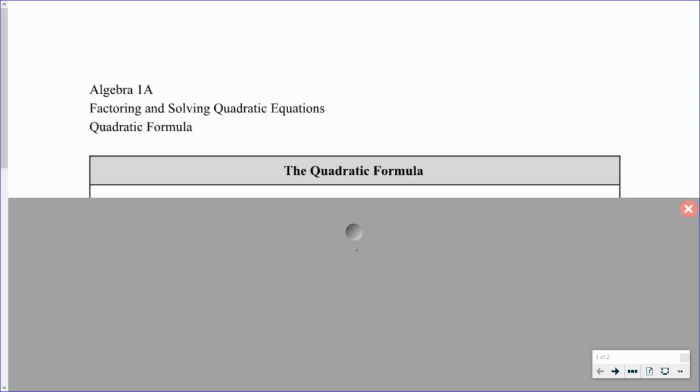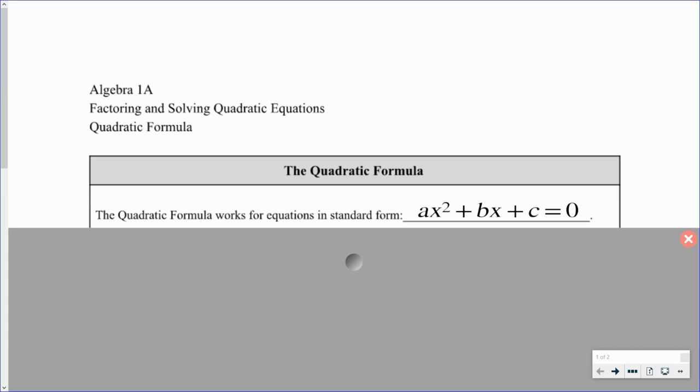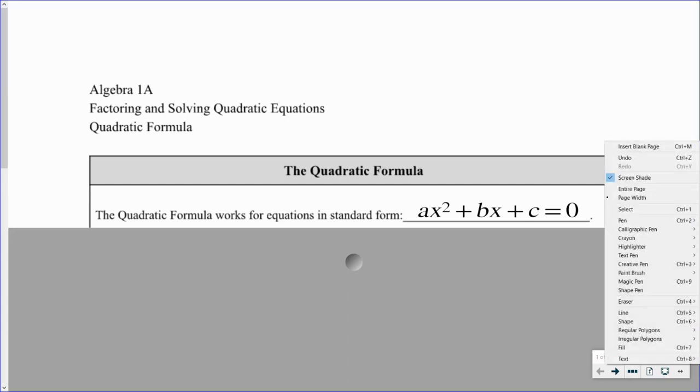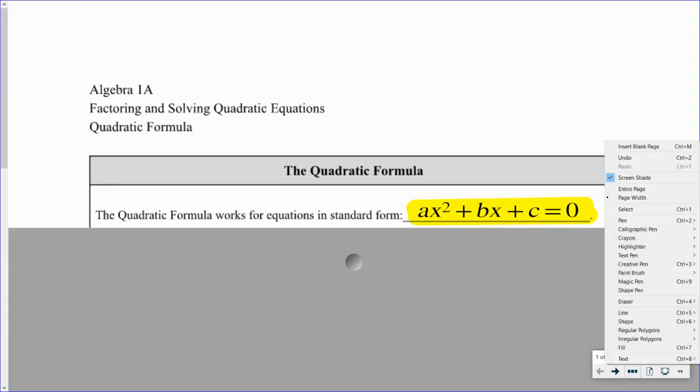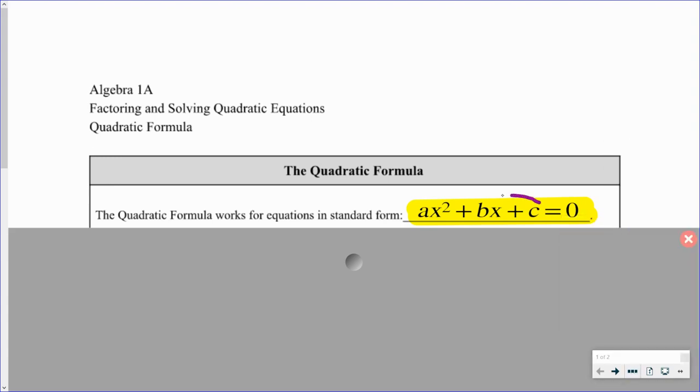All right, so the first thing: the quadratic formula works for equations that are in standard form. So this is the type of equation that you're going to be solving using the quadratic formula. There's a couple things. First thing, obviously, it's a quadratic trinomial that's on the left-hand side of the equation. So again, we'll focus on the left-hand side of the equation.